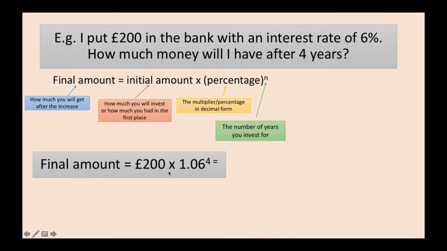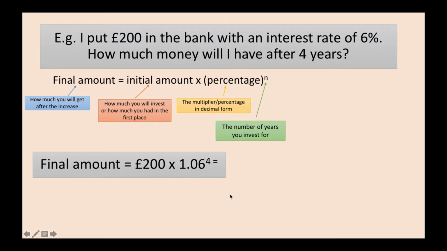If I just did 200 times 0.06, it would just tell me how much money I would make on top. It wouldn't tell me how much money I make altogether, so it wouldn't actually give me my final amount. So I need to put the 1.06, and also be careful because if I put 0.6, it would be 60%, not 6%. So be careful. And then my 4 is the number of years.